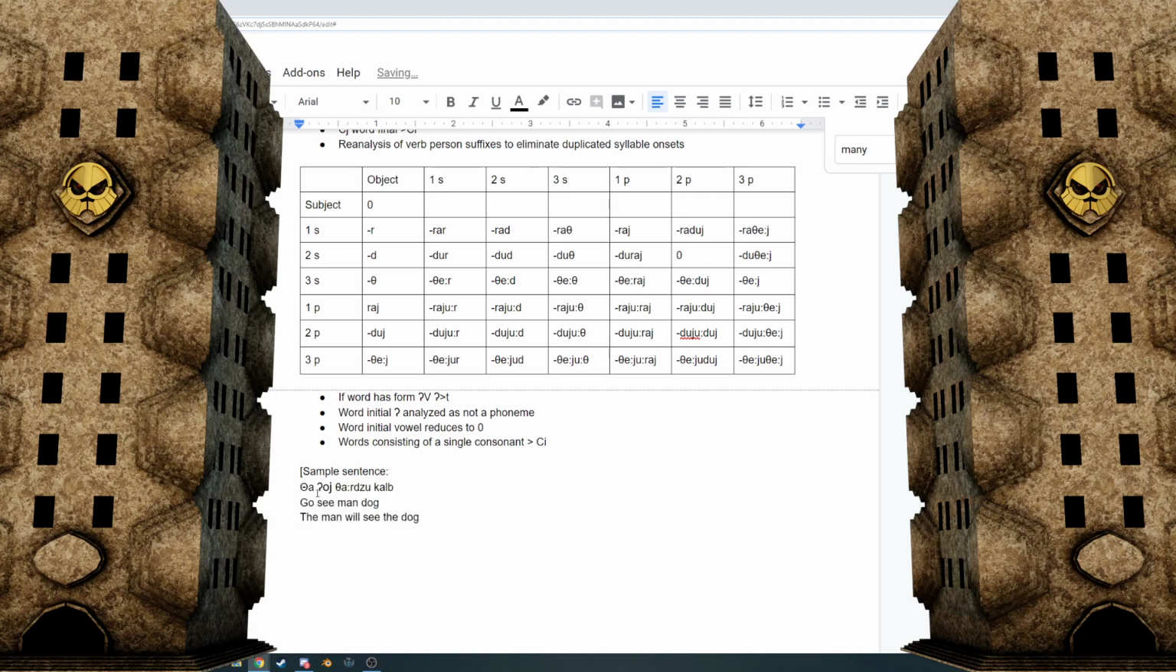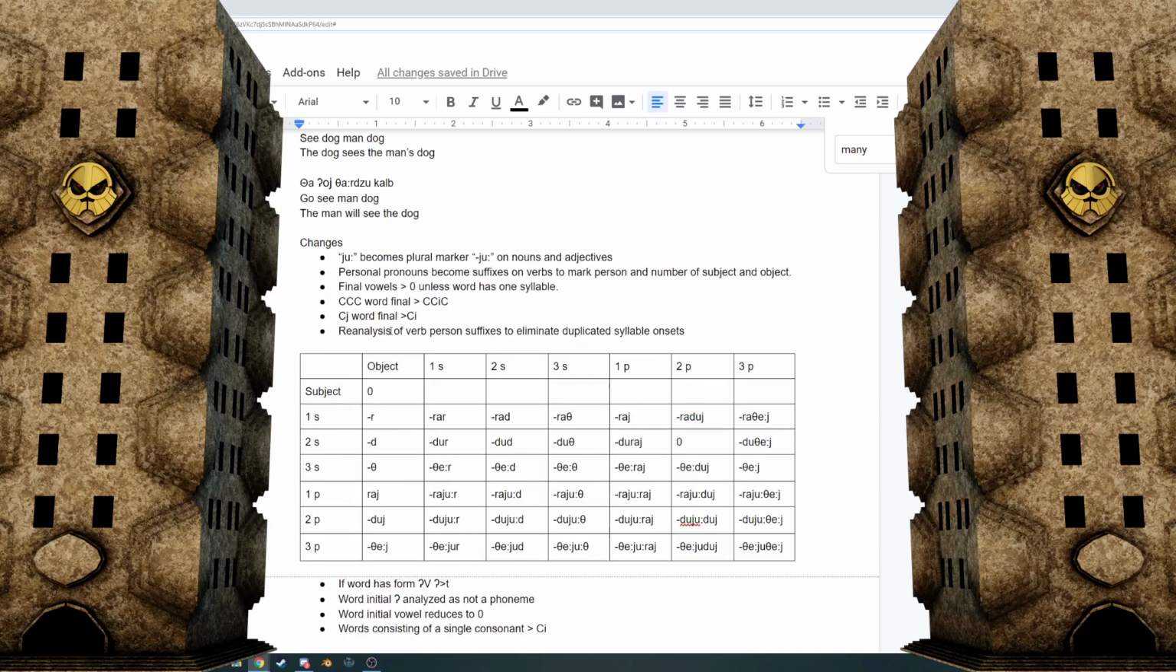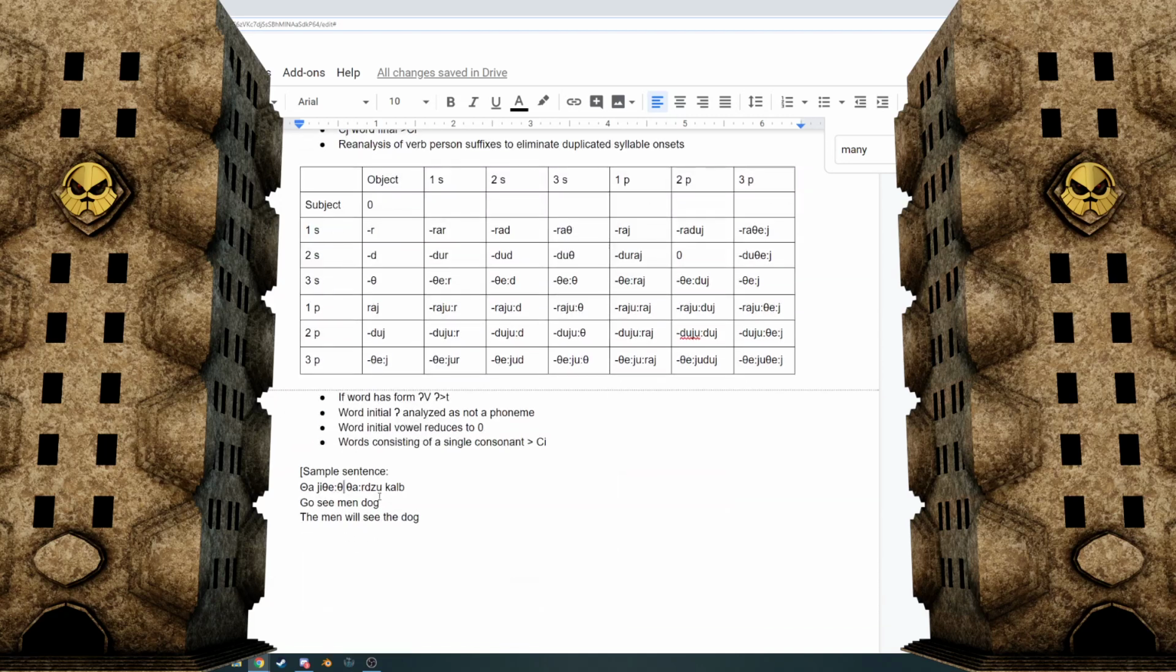Okay, so this is going to become ye. We're going to go with men. Third person. Okay, so when does the oral marker come? So that comes first. And then we'll see the dog. Okay, good.